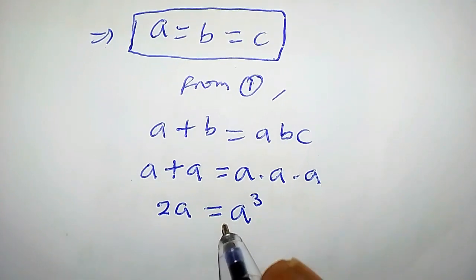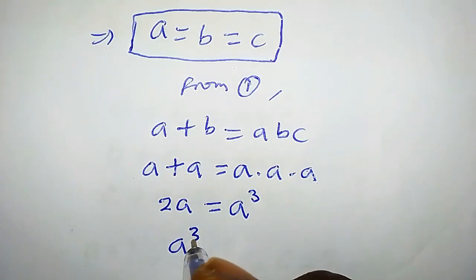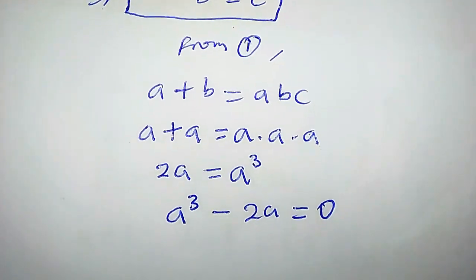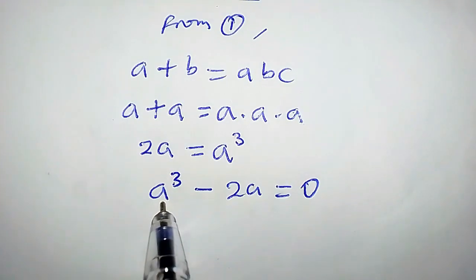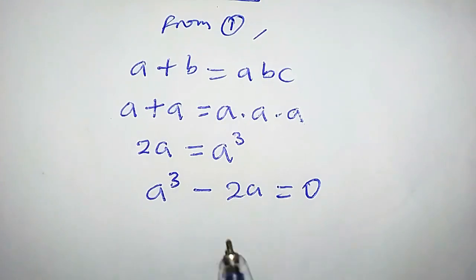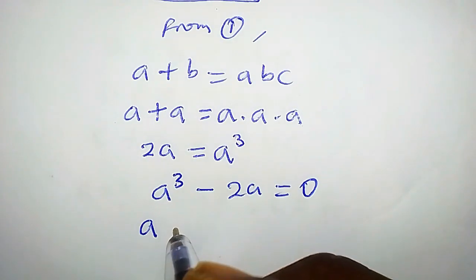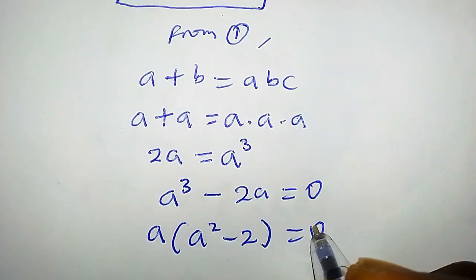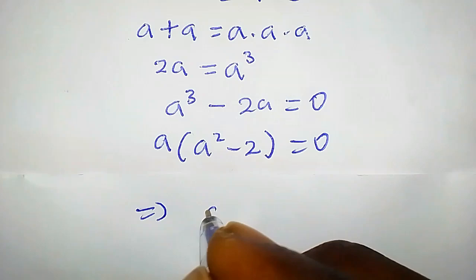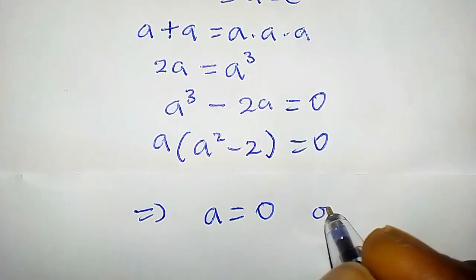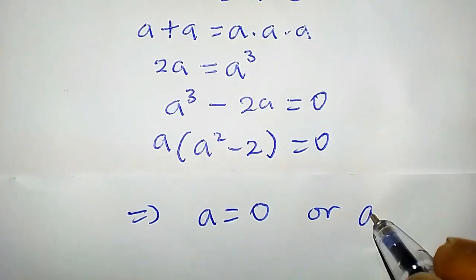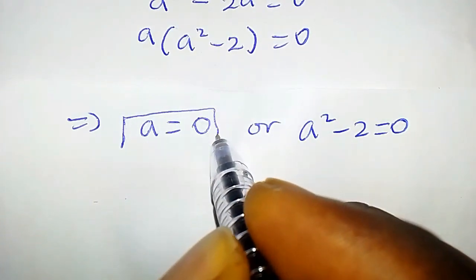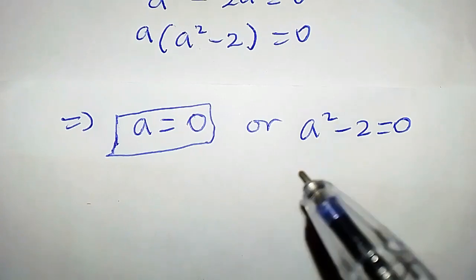We can rewrite this equation. So we have a cubed minus 2a equals 0. You observe that a is the common term here, so we can pull it out. We're going to have a(a squared minus 2) equals 0, which implies that a is equal to 0, or a squared minus 2 is equal to 0. This is one solution: a is equal to 0. Now let's consider this.